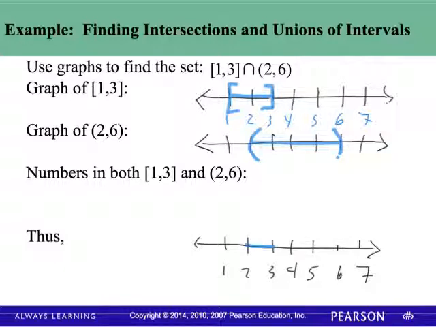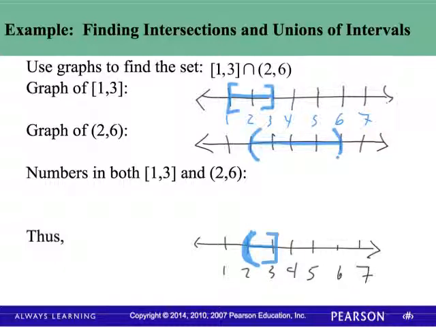So the question becomes, do we use brackets or do we use parentheses? Well, this bottom interval has a parenthesis, so 2 is not included. So when I look at what the two sets have in common, I'm going to have a parenthesis right here. But now, on the other side, 3 is included in this one. And since this interval 2 to 6 includes 3, 3 is included in both of them. So I will use a bracket on this side.